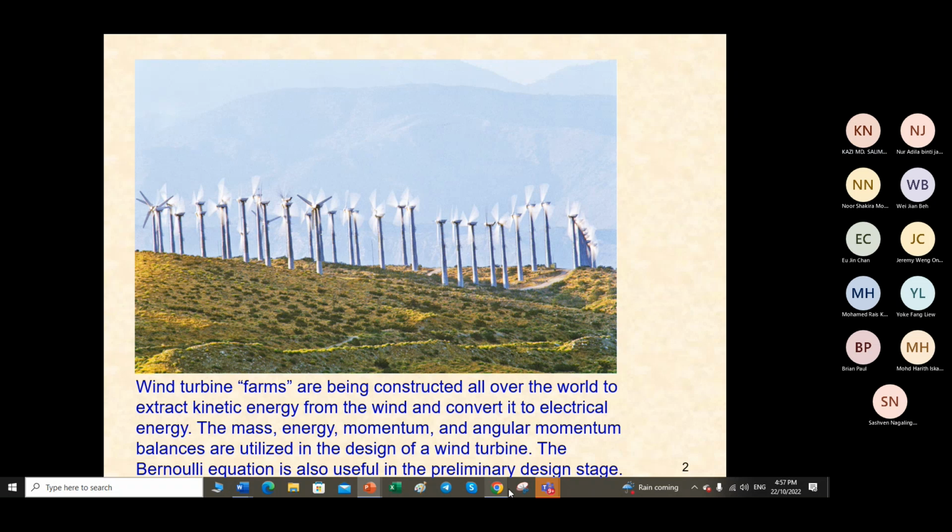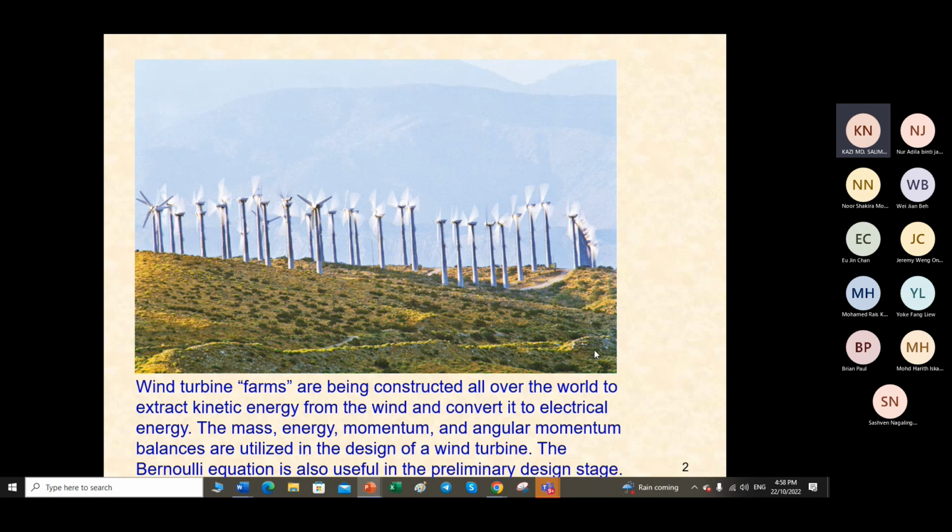You can see the pointed. So these are the flowing of the wind and then passing through the wind turbine, and then transfer the wind velocity energy to this electrical form of energy through the wind turbine there.